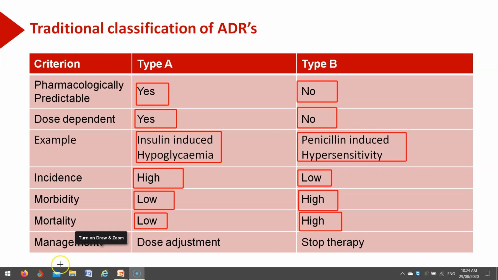Coming to the management part, the last one is management. In type A, dose adjustment is required. We can just adjust the dose to stop the reactions because it is dose dependent, isn't it? And in type B, we have to stop the therapy. We don't know the consequences of the therapy. So we have to stop the therapy totally because of fatal reactions which can cause injury to the patient and may cause very life-threatening serious complications. So we have to stop the therapy, not take the risk, and stop it immediately.